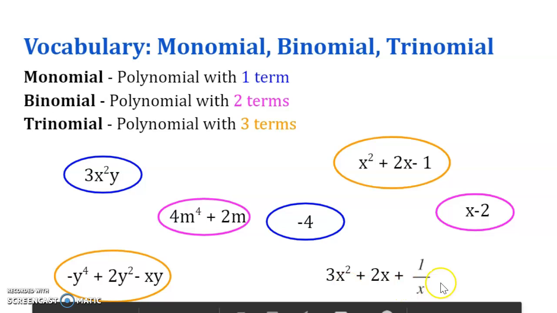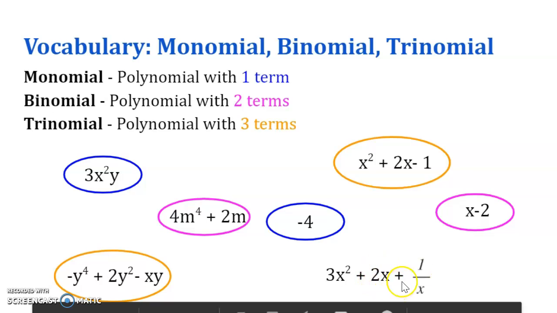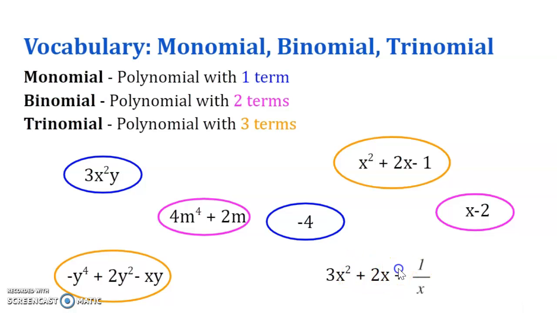Okay, what about this? Why is this one not checked in as three terms? Because this has 1 over x. What is 1 over x? This is the same as x to the power of -1. So -1 exponent is not a whole number. Okay, so we can't have negative exponents. So this is not a polynomial.